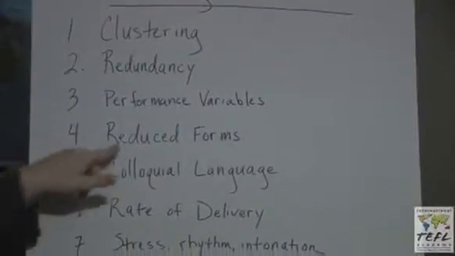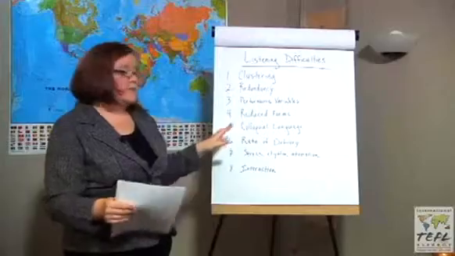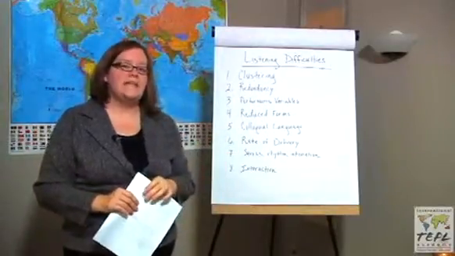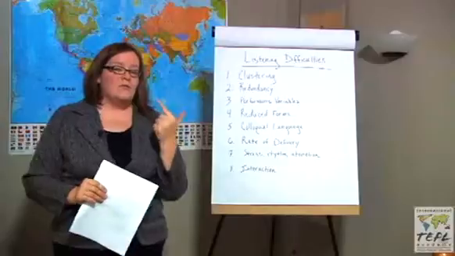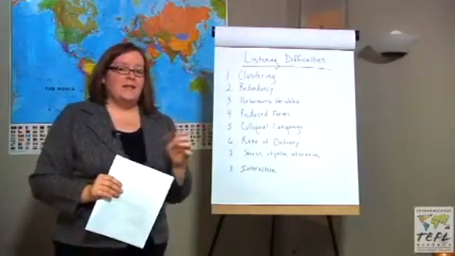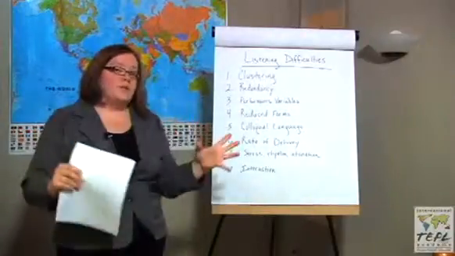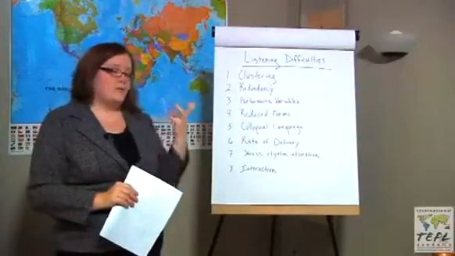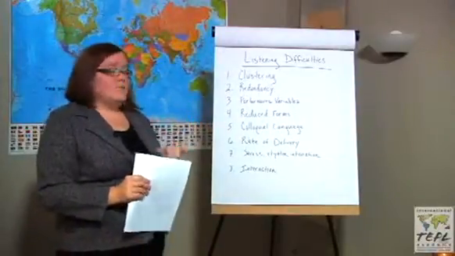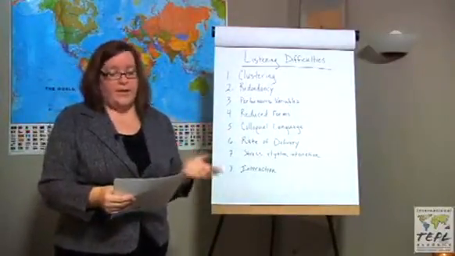Number four, reduced forms. So for instance, the sentence, did you eat yet? When we say that orally, we say, "jeet yet?" And that sounds like just a garble of sounds to a language learner. So that one becomes very problematic for language learners.